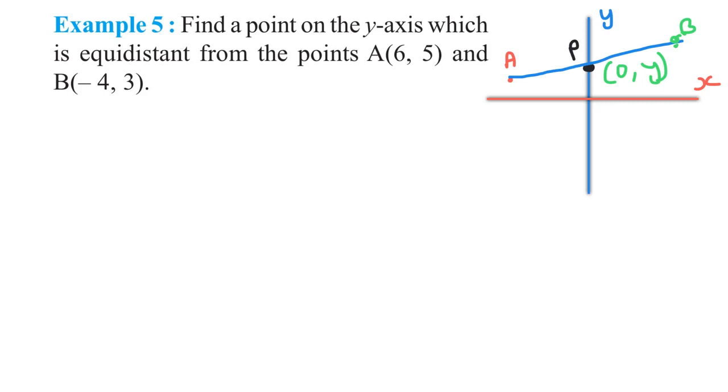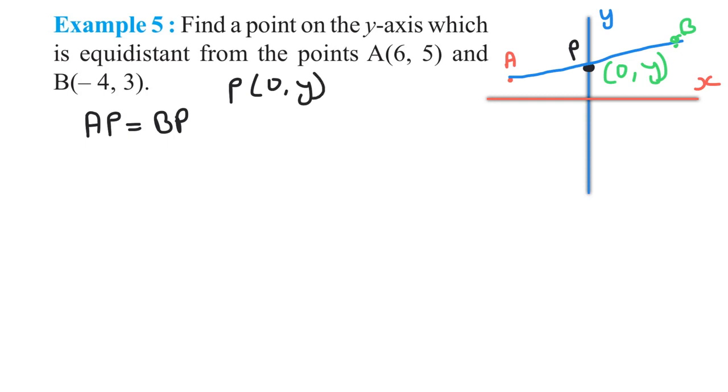would look like. So now if the point P is equidistant from A and B, that means AP is going to be equal to BP. So AP is going to be equal to BP. We can apply the distance formula now. The point P is (0, y).